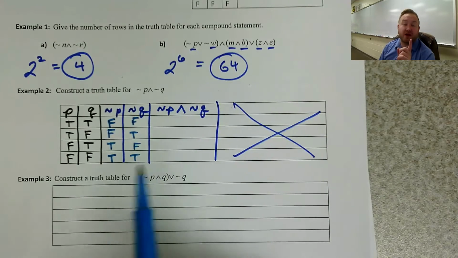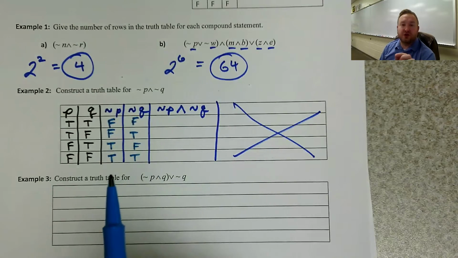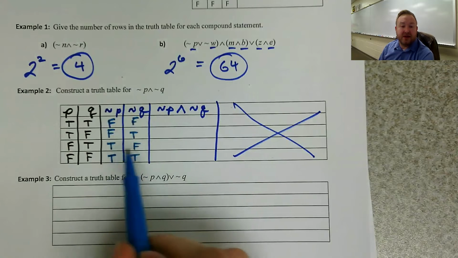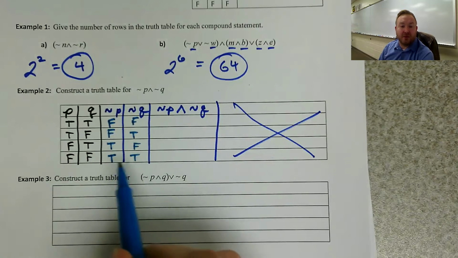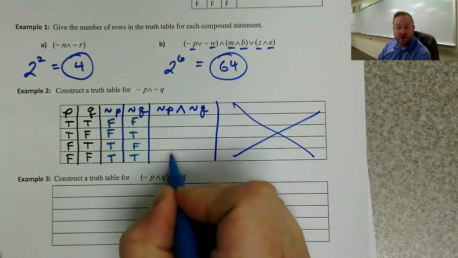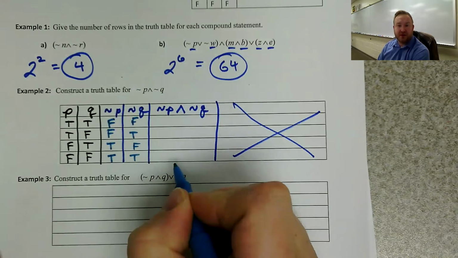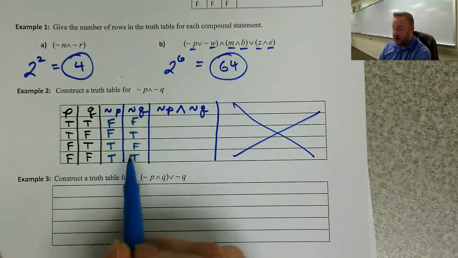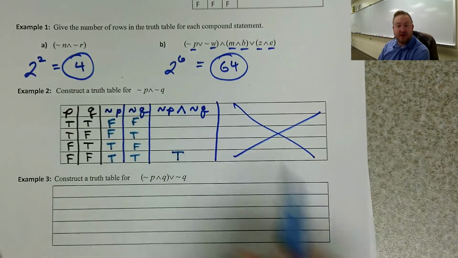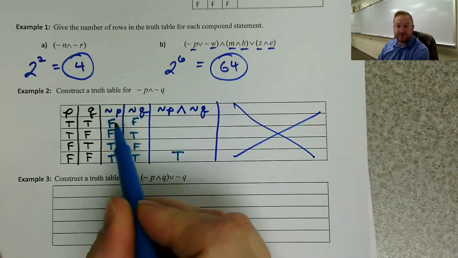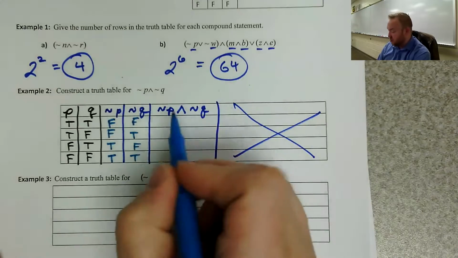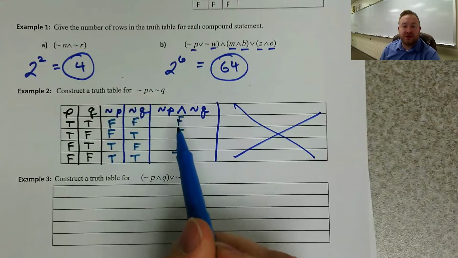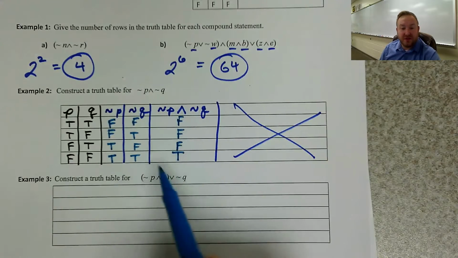Okay, now I'm ready to do the conjunction of these two negation columns. Now remember the rule for a conjunction: it's only true if both are true. So I'm going to look through these two columns, and anywhere that these two columns are both true, I'm allowed to put a true in the conjunction column. Now I notice the only time that both of these are true is in this last case right here. So I'm allowed to put a true in this column. All the other ones, it is not the case that both columns are true. And so I have to say that the conjunction is false. Remember, this is only true if both are true. This is the final truth table.